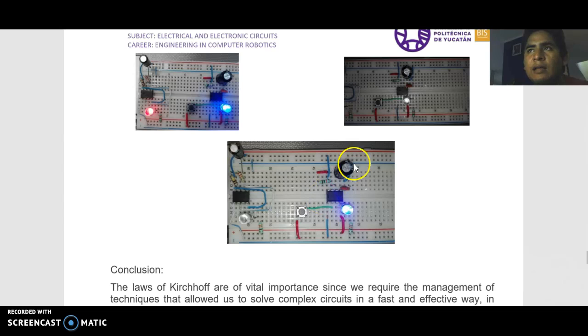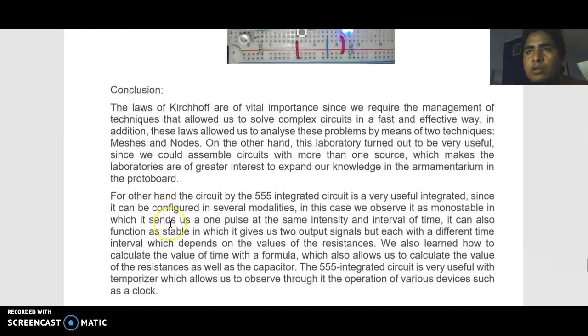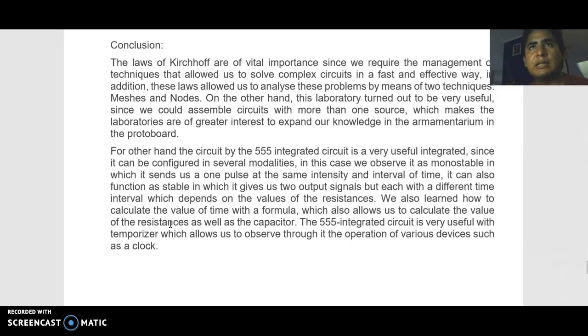This is the circuit physically. You can see the capacitors, the timers, the LEDs. This is the astable on the left, and on the right is the monostable. In conclusion, it's very important to understand Kirchhoff's laws, because it's very easy to understand the circuit and what happens inside of it. On the other hand, it's important to understand the different devices, but it's very simple in this kind of circuit.